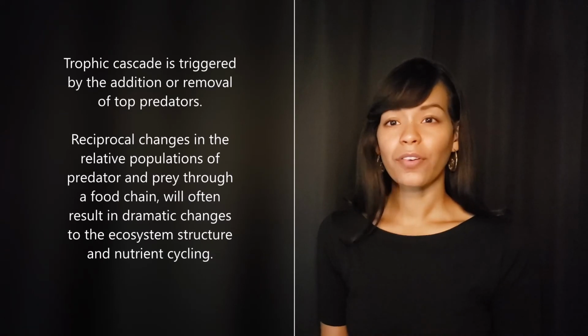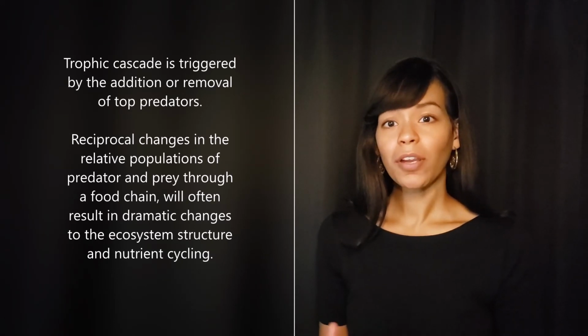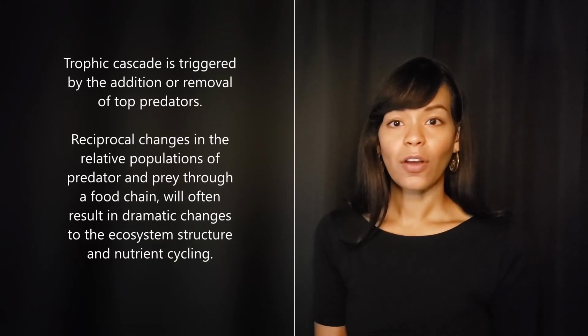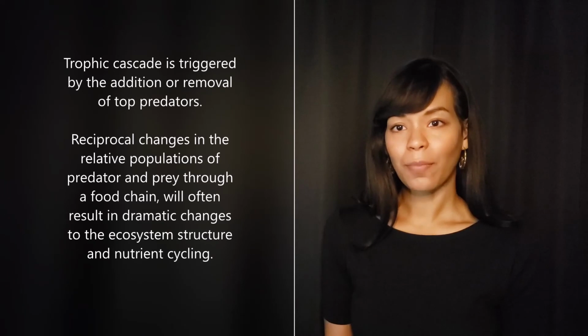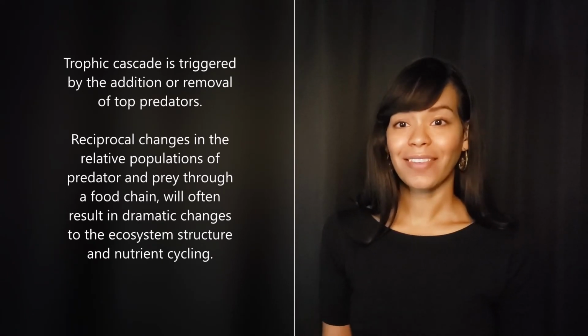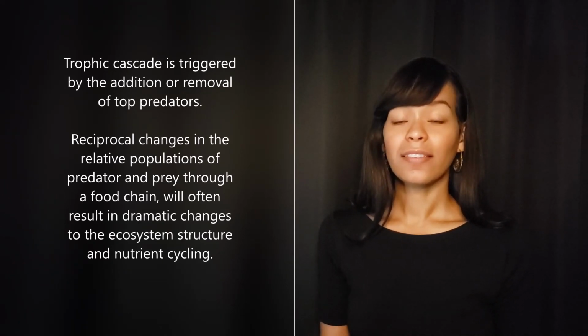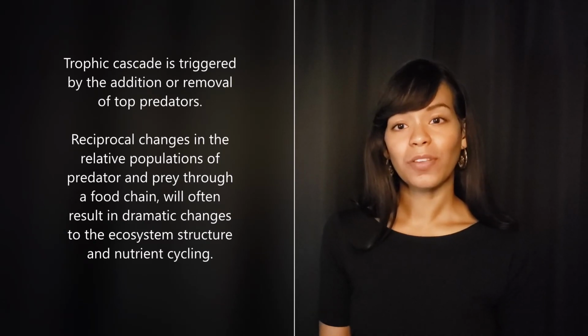If top predators are lost, primary consumers can overconsume producers and alter an entire ecosystem. And when something like this happens, it's called a trophic cascade, which is an example of an ecosystem disturbance.